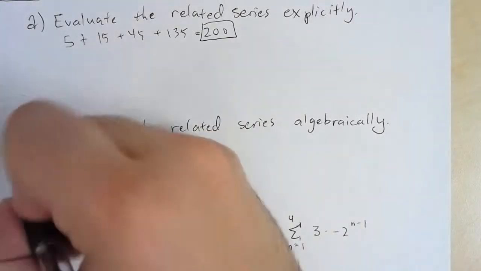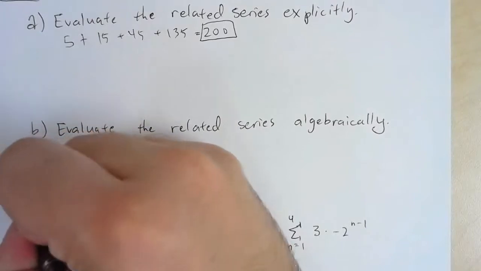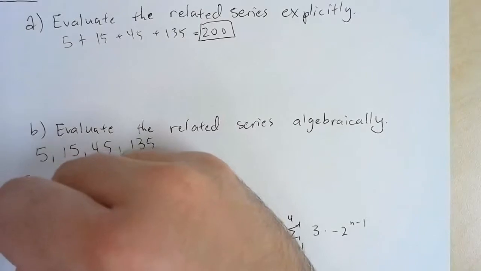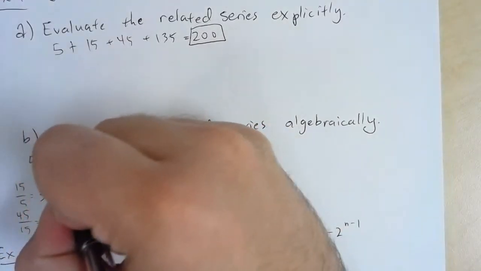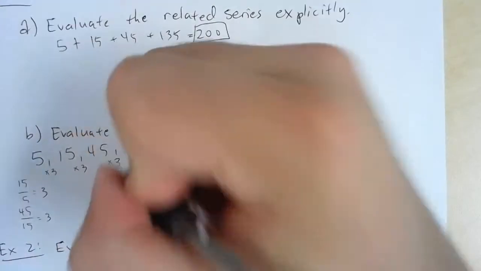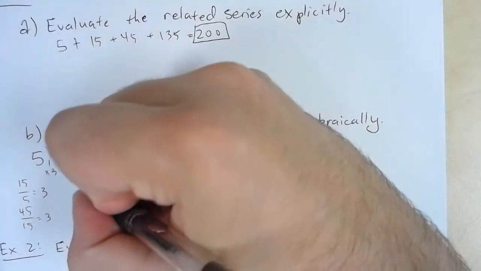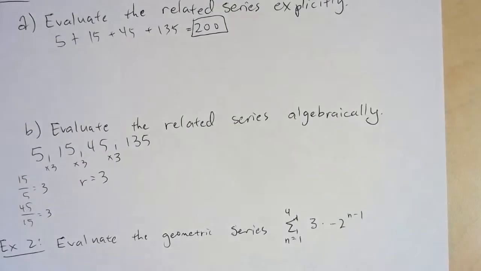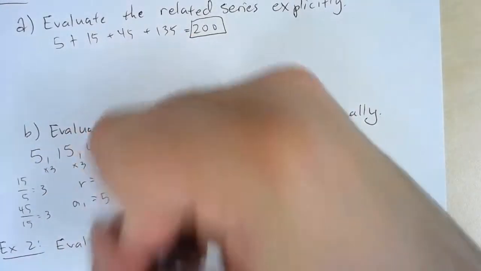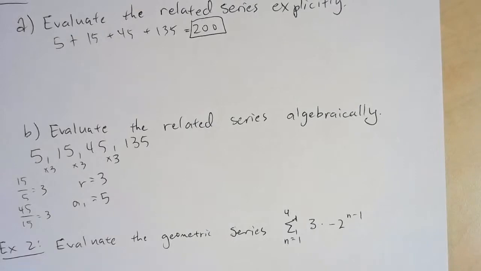Let's see, to go from 5 to 15, we multiply by 3. 45 over 15 gives us 3. So we just multiply by 3 every single time. Let's just check 45 times 3. Yeah, it gives us 135. Okay, that works. So that says our common ratio for this one is 3. We know our first term in this sequence is 5. And hopefully, that's all we need.